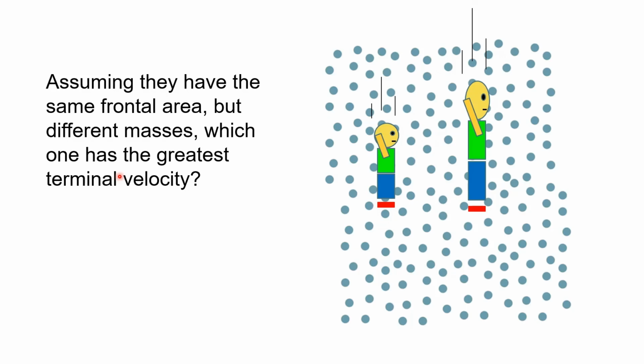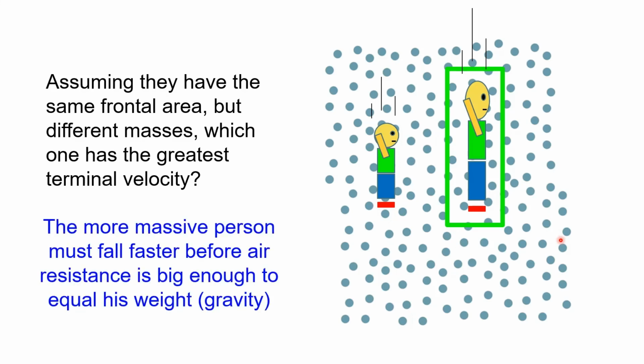Okay, slightly different situation. Assume they have the same frontal area but different mass. Which one has the greatest terminal velocity? I'm assuming that the bigger one has more mass. And again, from that relationship, the more massive one should have the largest terminal velocity. If you think about it this way, the heavier the person is, the faster they have to fall to build up more drag. As soon as their drag can equal their weight, then they've hit terminal velocity. So the more weight they have, the faster they have to go for drag to equal their weight.